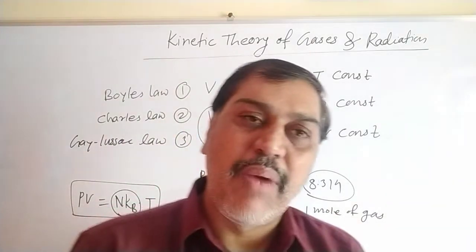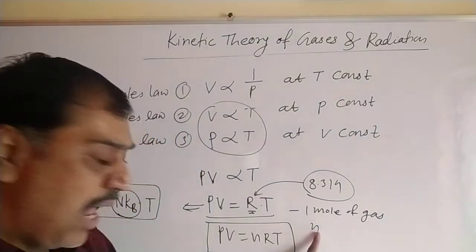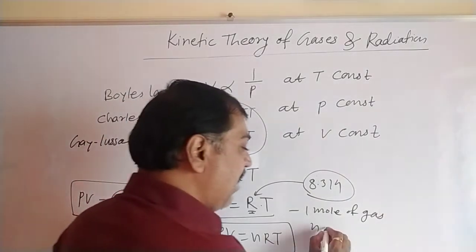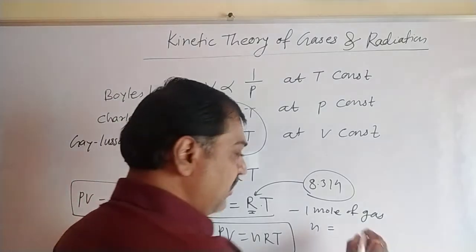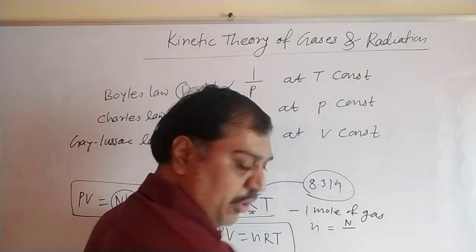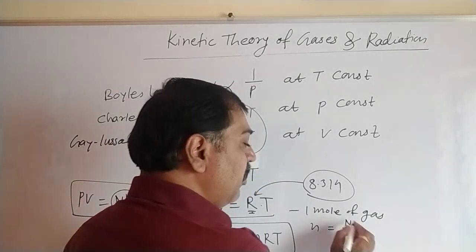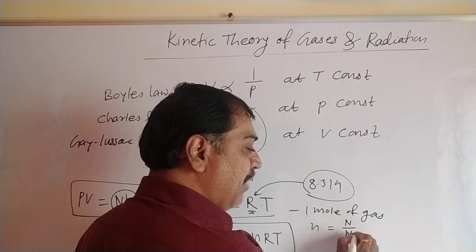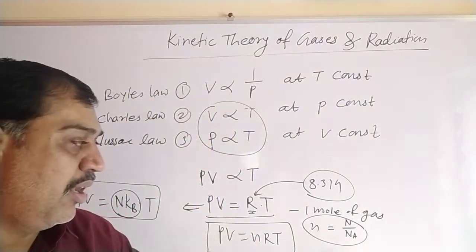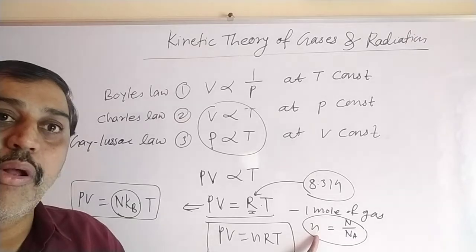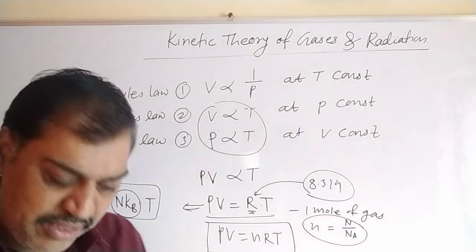Apart from here, what is meant by this number of moles n? This number of moles can be written as the number of molecules divided by Avogadro's number. So if the number of molecules is N, then n equals N divided by Na, where Na is Avogadro's number. N divided by Na gives the number of moles. So this formula we have to use in the next topics.